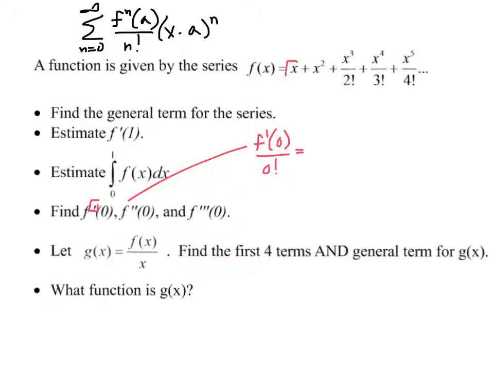Well, here's x to the first power, so that coefficient was just 1. So f prime of 0 over 1 equals 1. That means that this is just 1.